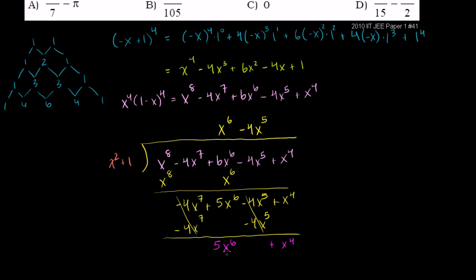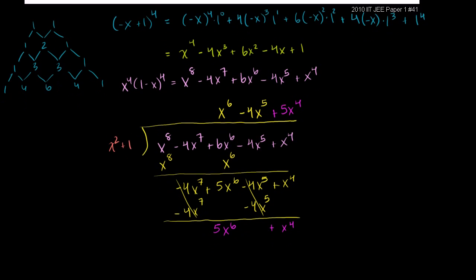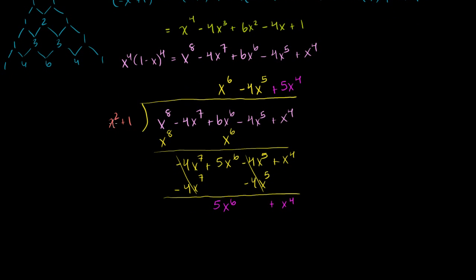x squared goes into 5x to the 6th, 5x to the 4th times. So plus 5x to the 4th. I just arbitrarily switched colors. The yellow is becoming monotonous. 5x to the 4th times x squared is 5x to the 6th. 5x to the 4th times 1 is 5x to the 4th. And now we just subtract, those cancel out. x to the 4th minus 5x to the 4th is negative 4x to the 4th.